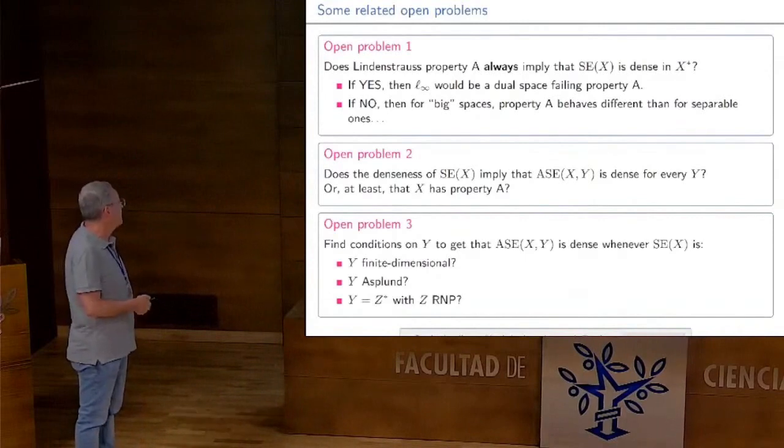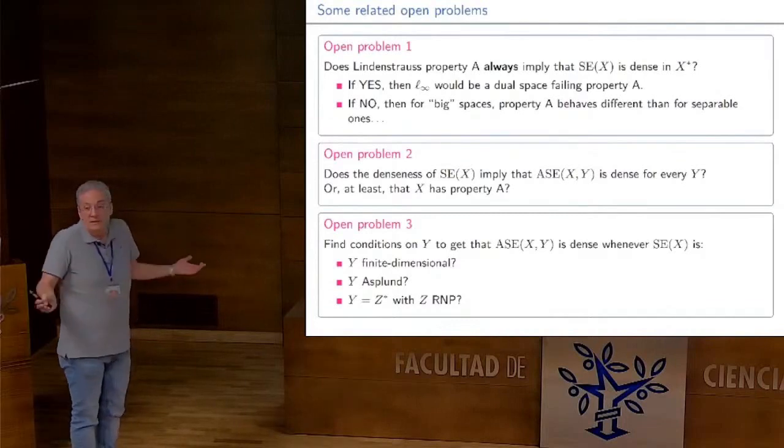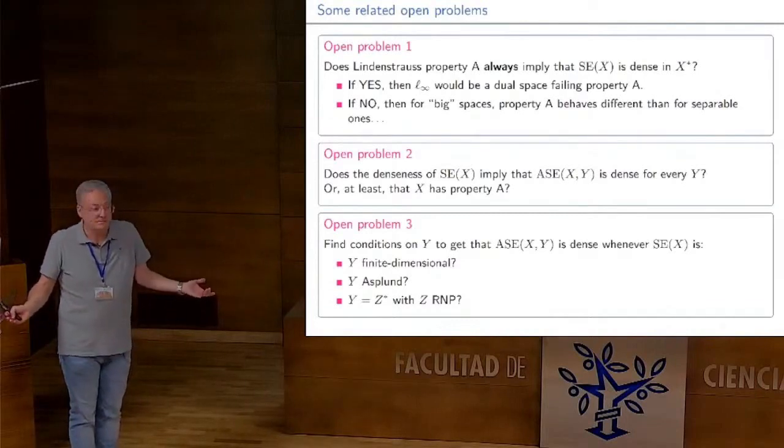And the third open problem is just to try to find conditions on Y to get that the set of strongly exposing operators from X to Y is dense whenever the set of strongly exposing functionals is dense. Let's say Y finite dimensional. We don't know.